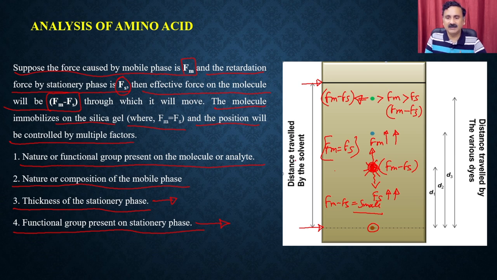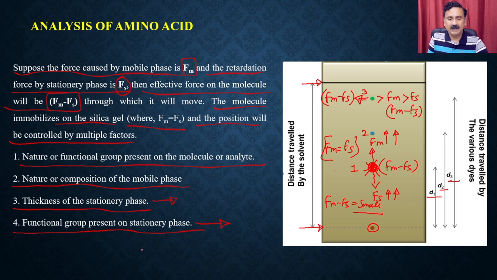Then I will calculate the distance run by the solvent, and I can also calculate the distance run by each individual spot. For example, this is spot number 1, this is spot number 2, this is spot number 3, and the distance of spot number 1 is D1, the distance of spot number 2 is D2, and the distance of spot number 3 is D3.